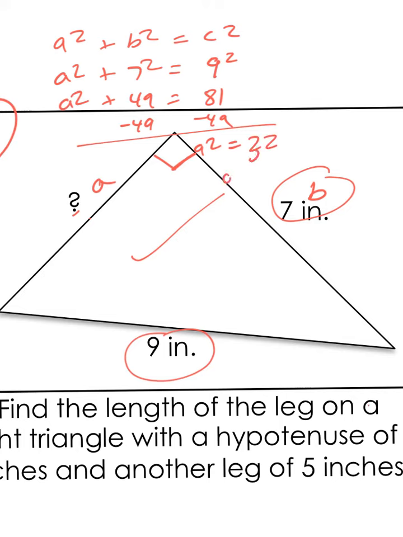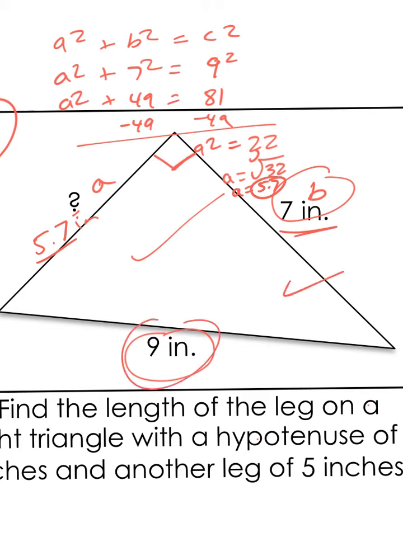And then the opposite of A squared is the square root of the number. So I find the square root of 32. When I plug it into my calculator, or if I approximate that, I get about 5.656. I'm going to round that to 5.7. So let's see if that answer makes sense. If that's my A side, it's the smaller side, 5.7, 7 inches, and 9 inches tend to make sense.